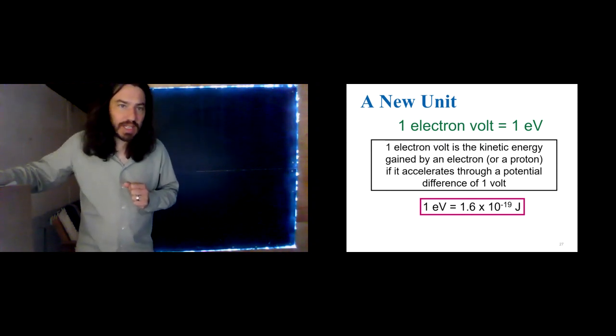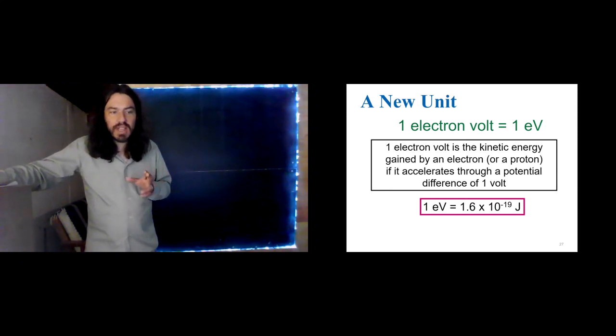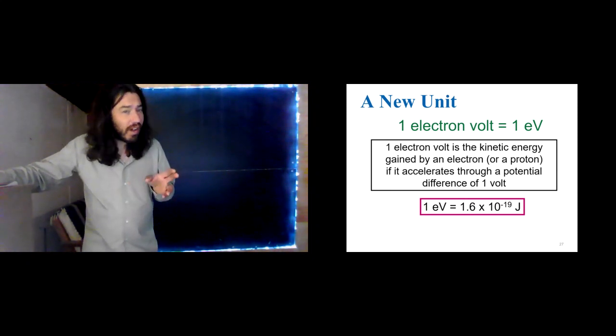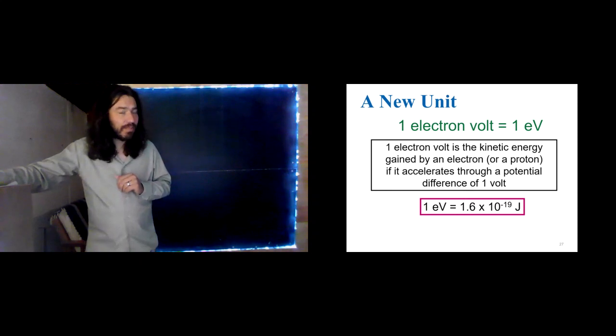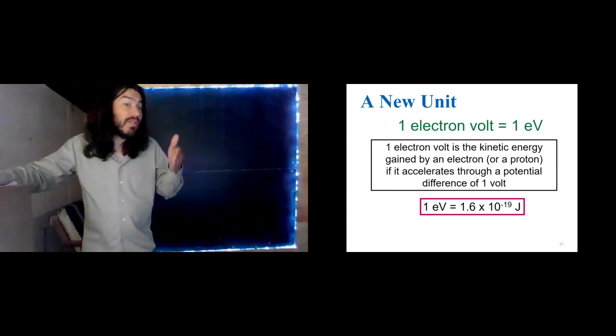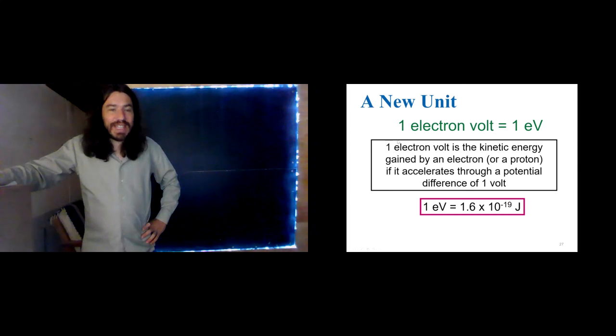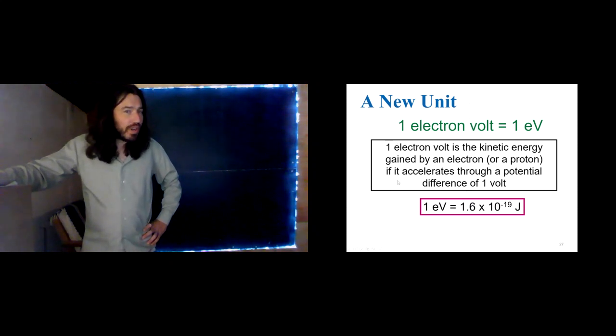1.6 times 10 to the negative 19th joules. Well, the magnitude here is 1.6 times 10 to the negative 19th. Recall that that is the charge of an electron. If it's positive, I guess it's the charge of a proton, but that is the fundamental charge. And so this leads to the definition of what an electron volt is.